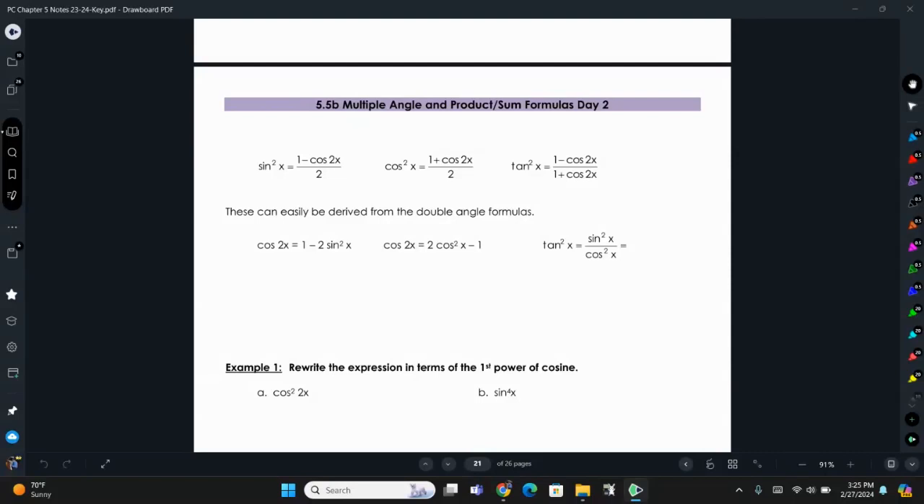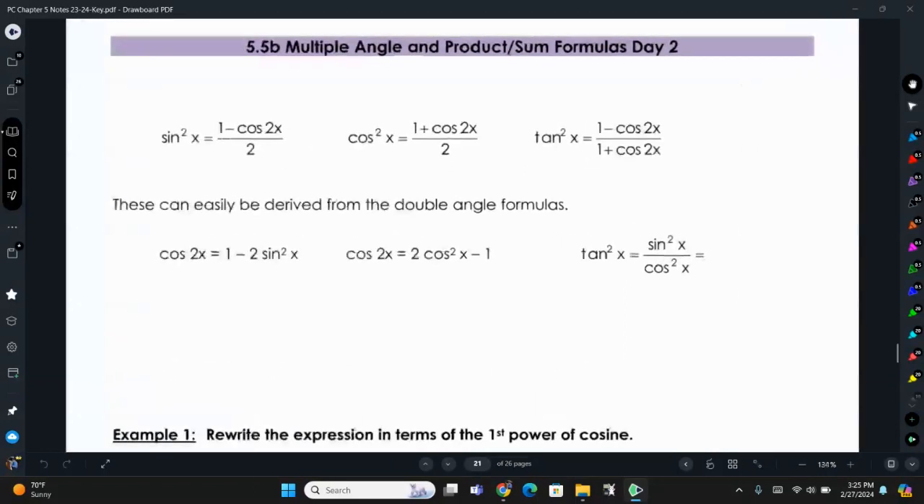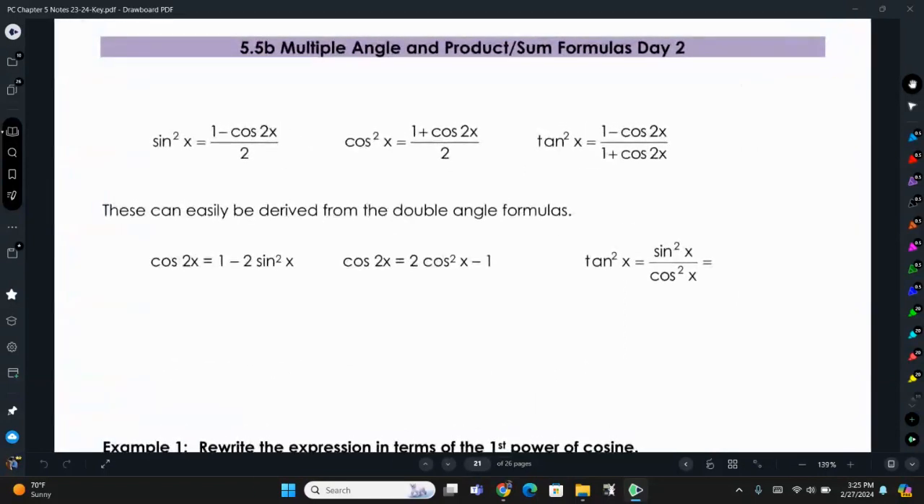Today we're going to be talking about what are called the power reducing formulas. Now these power reducing formulas allow us to go from a trig function of an angle squared to just the trig function of an angle. So it can get rid of the second power without square rooting, because if we try to square root something, we have to square root the whole thing. We can't just square root part of it.